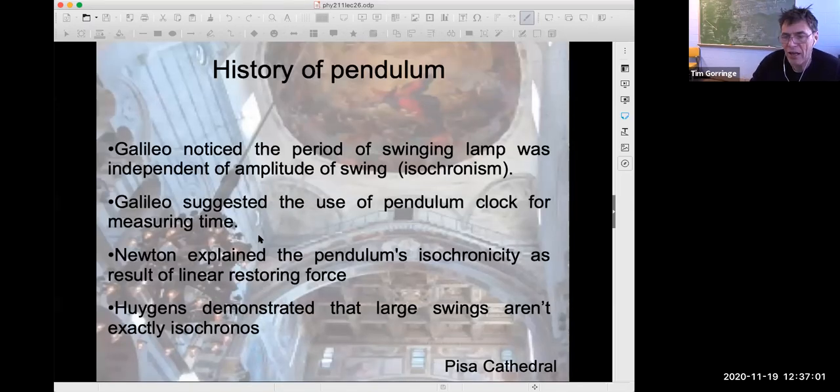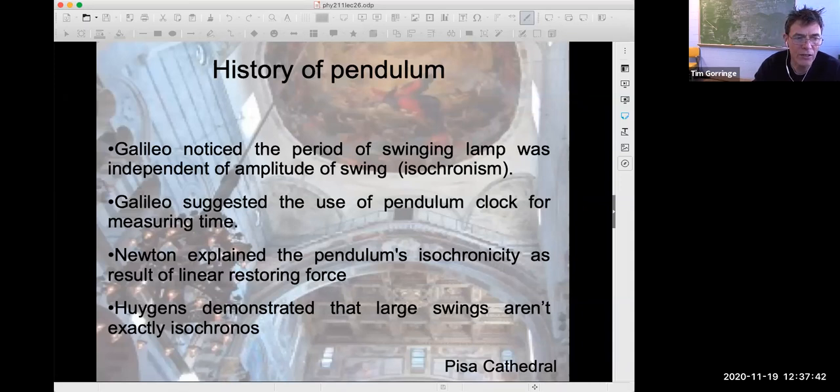So the history is that Galileo actually came up with the idea of the pendulum and the idea of the pendulum clock. There's a story about Galileo. I don't know whether it's a true story or not. But as you probably know, he was from Pisa, and he was in the cathedral in Pisa, and he noticed the lamps or the candelabras swinging to and fro in the cathedral in Pisa.